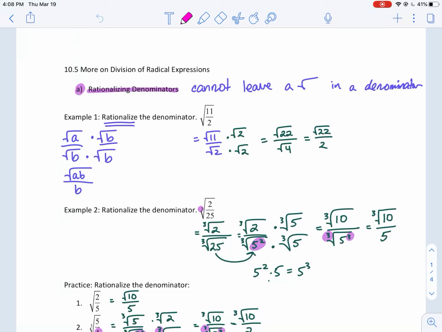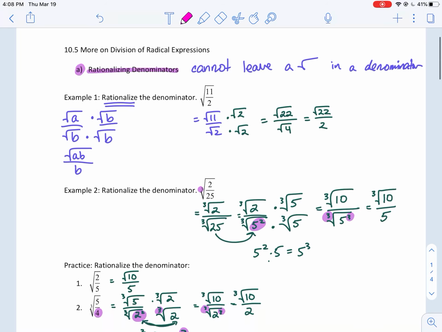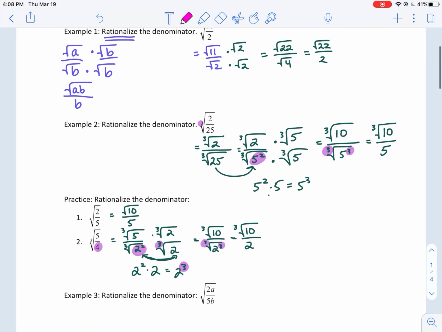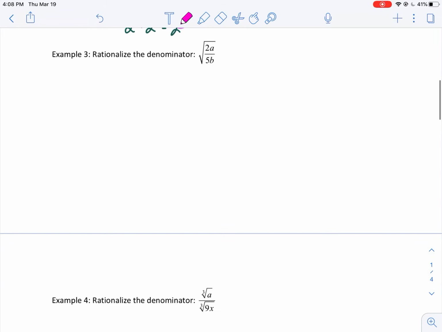Today we're going to talk more about section 10.5, division of radical expressions. So last class we went over both examples 1 and example 2. If you still have questions, make sure you check in during Zoom. And so now we're going to look at example 3 and example 4 today.